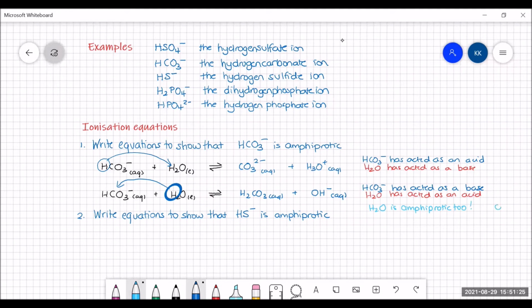And of course, if we draw the structure of water, we know that there are non-bonded pairs on the oxygen atom, and that is your center of negative charge that's able to attract the protons to it. And of course, water has 2 hydrogen atoms, so it has hydrogens to donate.